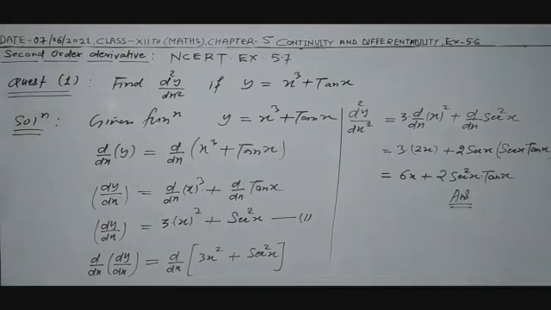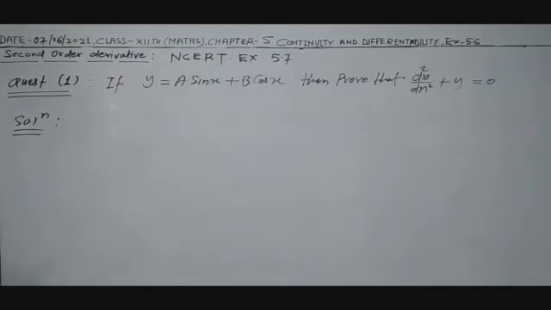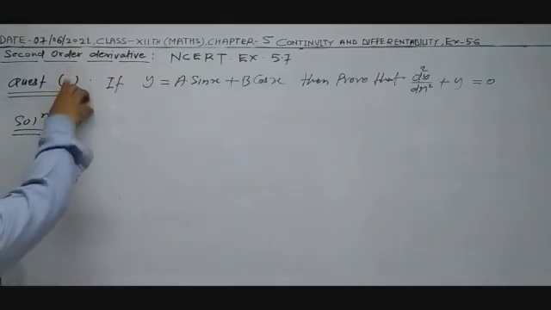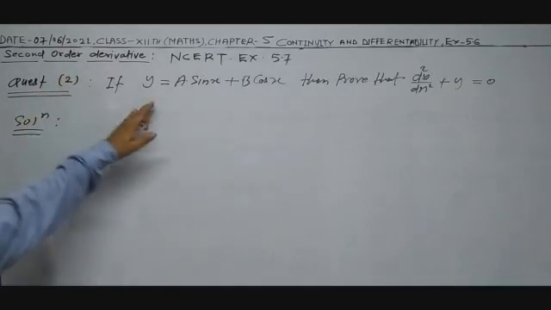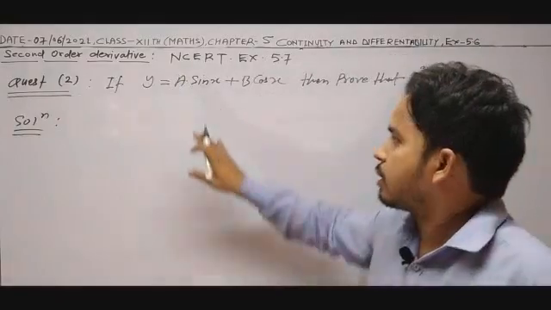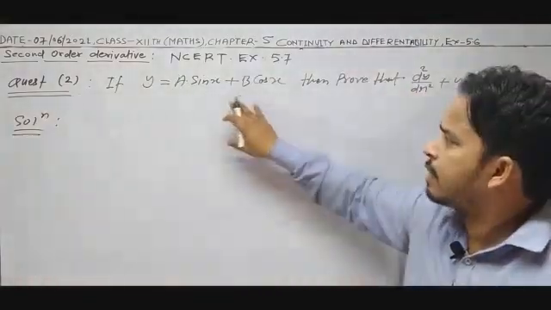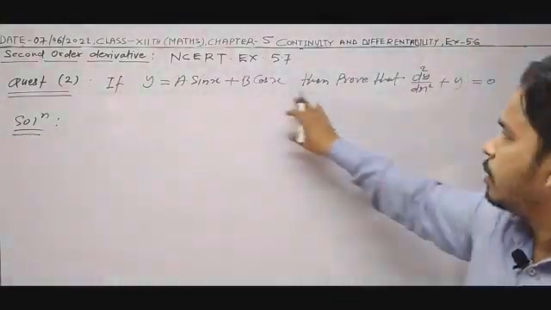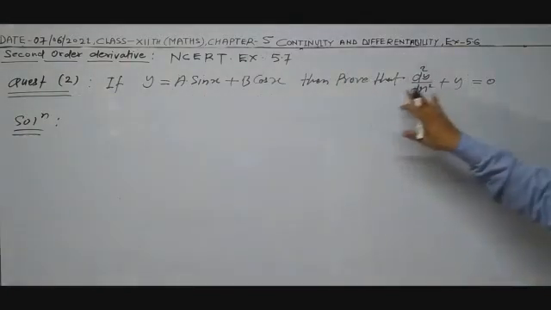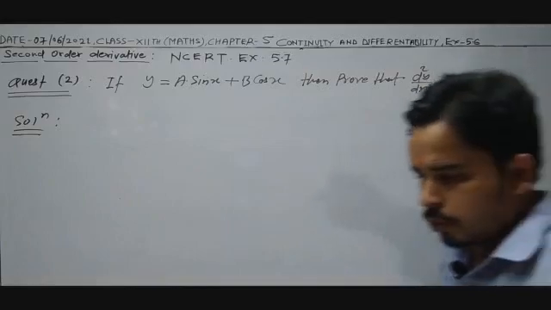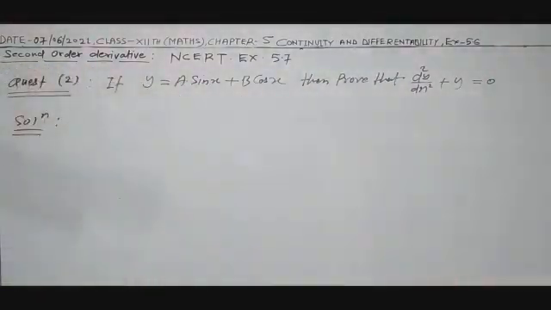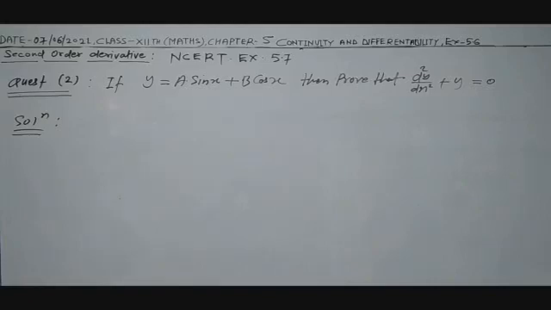Now see question number 2. If y is equal to a sin x plus b cos x, the given function, then we have to prove that d2y by dx2 plus y is equal to 0. This is my proof. We have to prove d2y by dx2 plus y is equal to 0. So let us start.